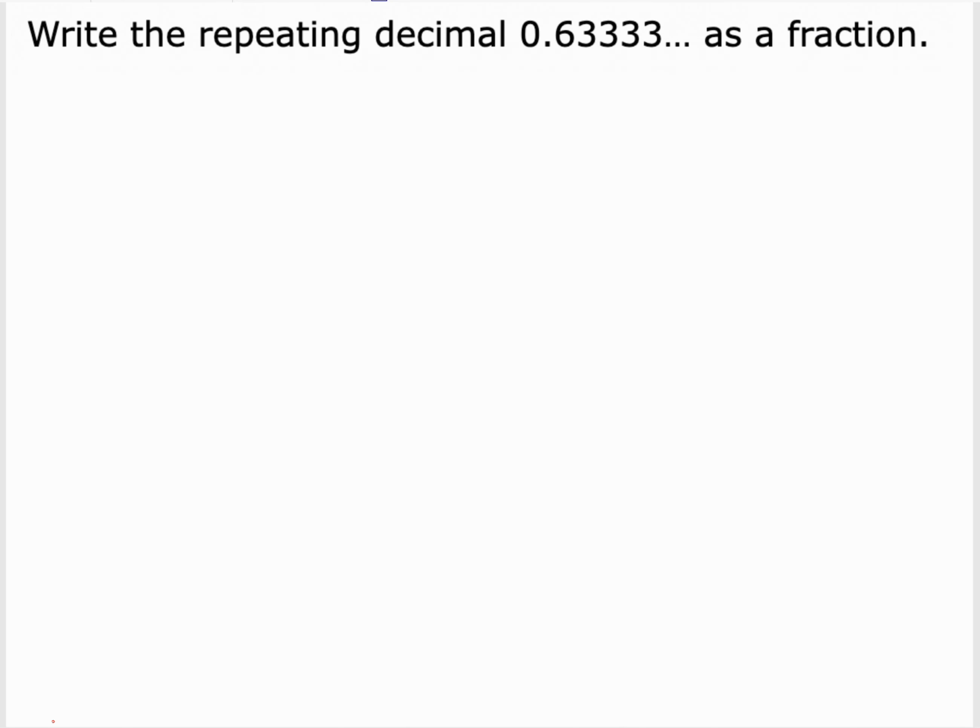Now we're just going to pick up and do a couple more examples. There are two or three more examples that we're going to do, and then it'll be time for your assignment. You'll have some class time to work on that. All right, write the repeating decimal 0.63333 as a fraction. This should be the middle of page 11. Right in the middle of page 11.